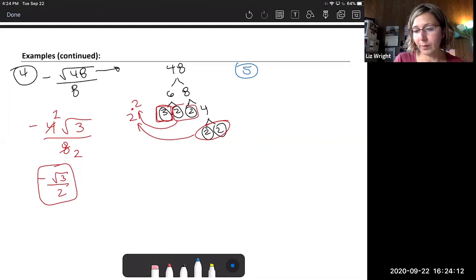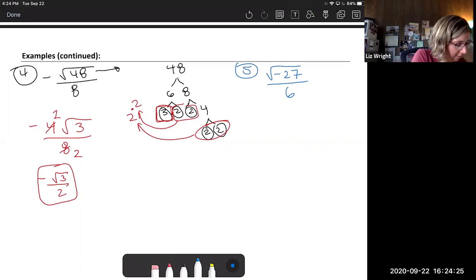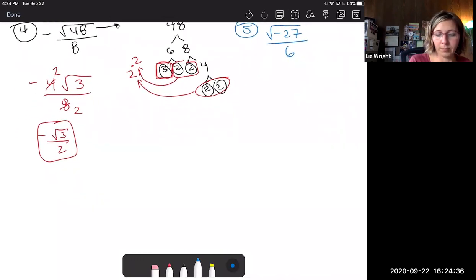Let's try this one. We've got square root of negative 27. That's going to go all over 6. Try that one. See how you do on that one. See what you get. And I am going to circle that to let me know that I gave it to you. Hopefully you're close to being done with that one.